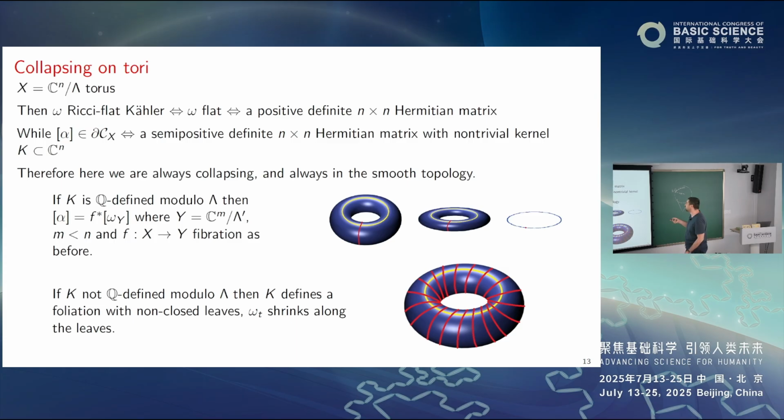The collapsing is in the smooth topology. So the analyst's question is totally trivial here. It's just a bunch of matrices converging. The coefficient converges smoothly to another matrix. So the analysts have nothing to do, but you can ask the geometer what's going on.